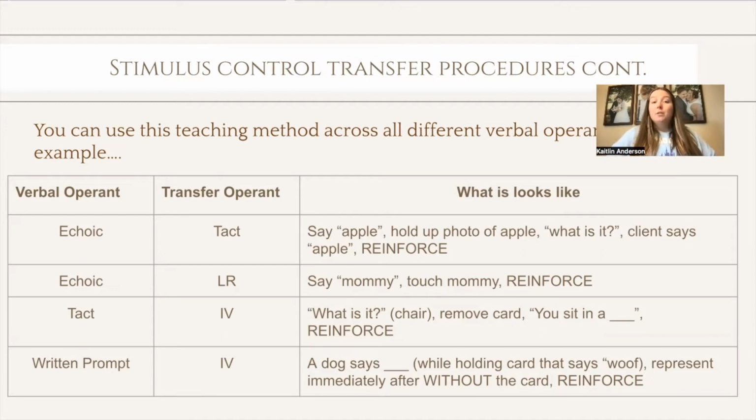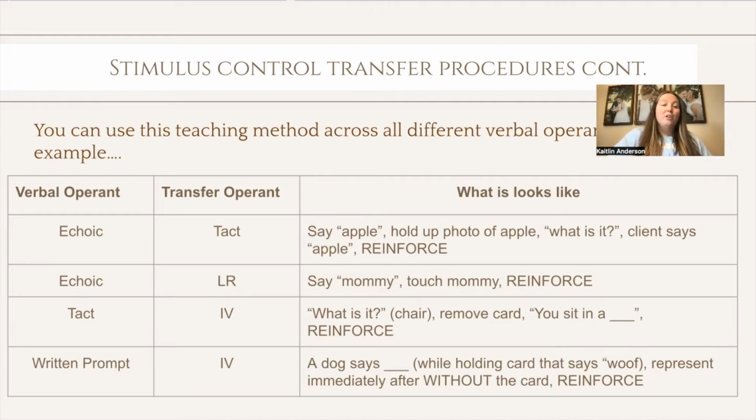a new skill. For example, let's look at the verbal operant, and we're going to do the echoic to LR transfer. So the client can already echo mommy, but we're going to put our field down. We're going to present the echoic, say mommy. The client says mommy, and then you're going to say touch mommy, and then you're going to prompt to mommy, or they'll independently go to mommy.